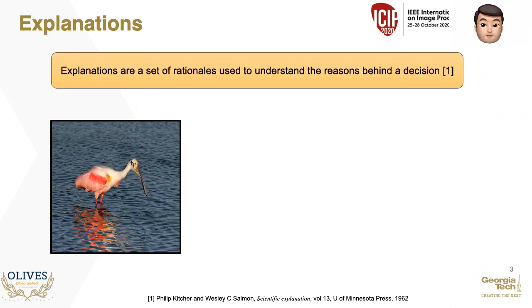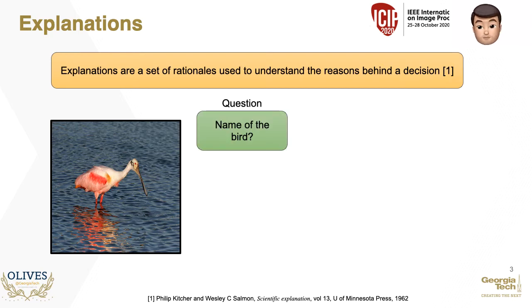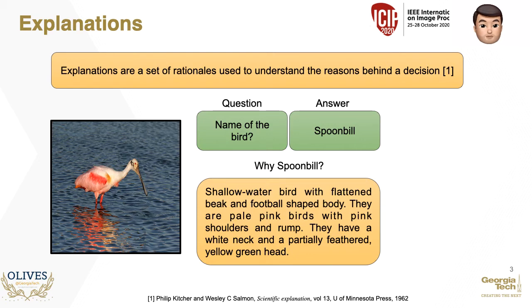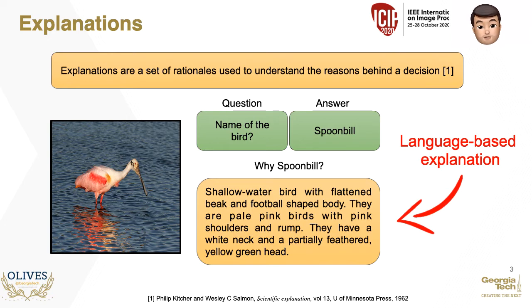Consider the image of the bird on the left. Ask the question about what the name of the bird is. The correct answer is it is a spoonbill. A simple follow up question is why spoonbill? The answer to this question involves a rationale or explanation supporting your answer. Your explanation can take the form of something like shallow water birds with a flattened beak and football shaped body, and so on. This is a language based explanation. We use words to describe a spoonbill to explain our answer.